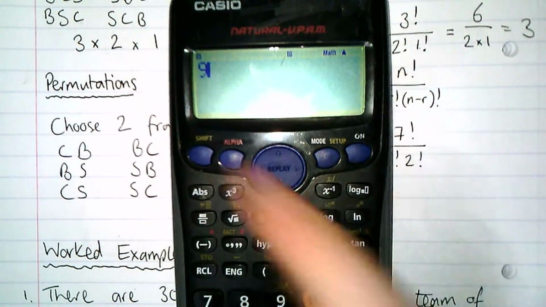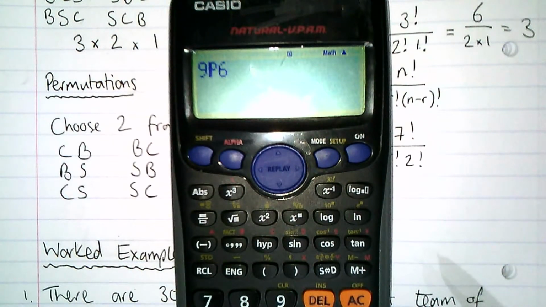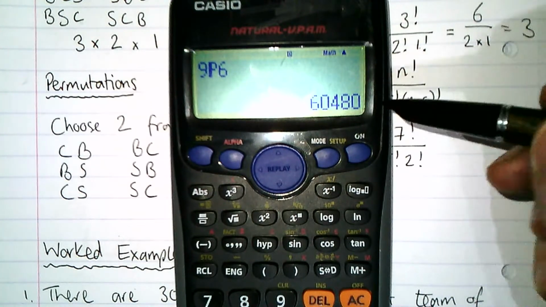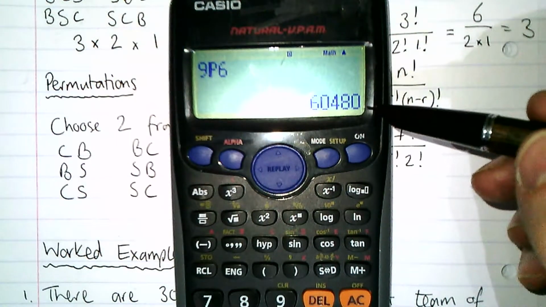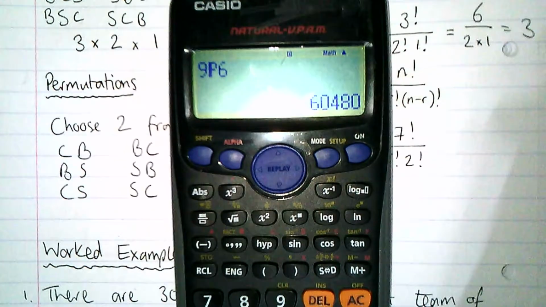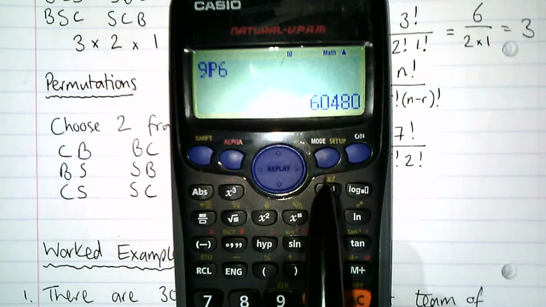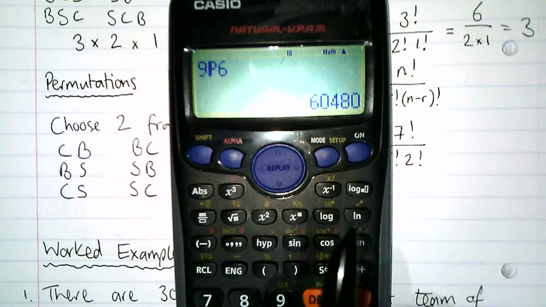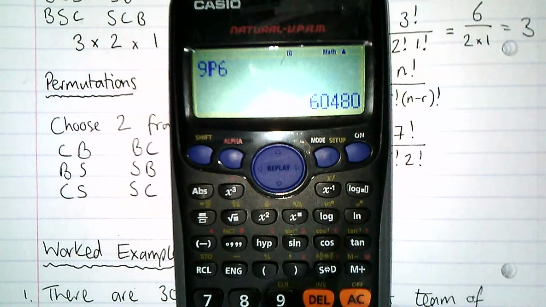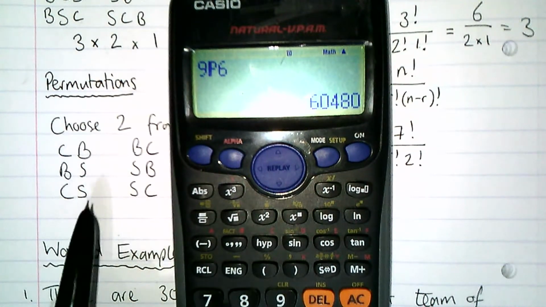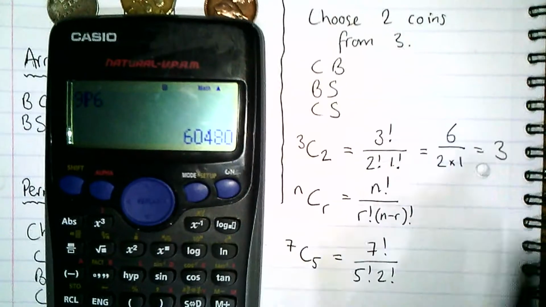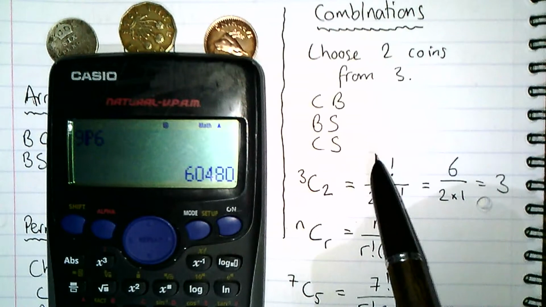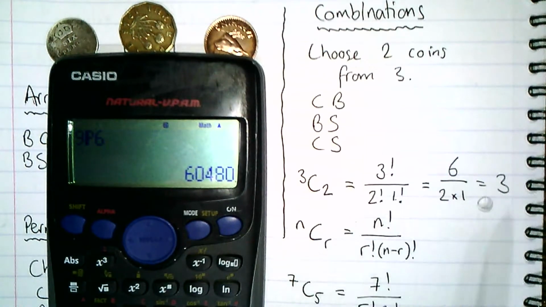If I do 9P6, so again I'm looking to choose 6 items, but the order is important, there's 60,480, so that's a heck of a lot more than the 84 different ways of picking where order didn't matter. So you need to make sure you know the difference between these two, and you look at the question to make sure that you understand, does it matter whether there is order here or not? Is it first and second, etc., like races and stuff? Then permutations are what you're looking at. If, however, it's just simply choosing items and the order doesn't matter, it's combinations that we're looking at.